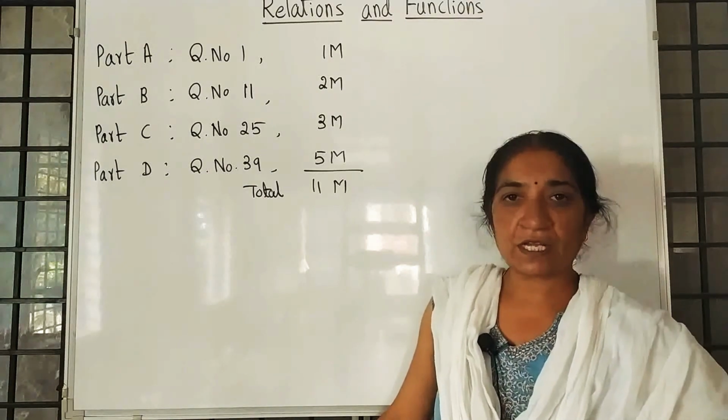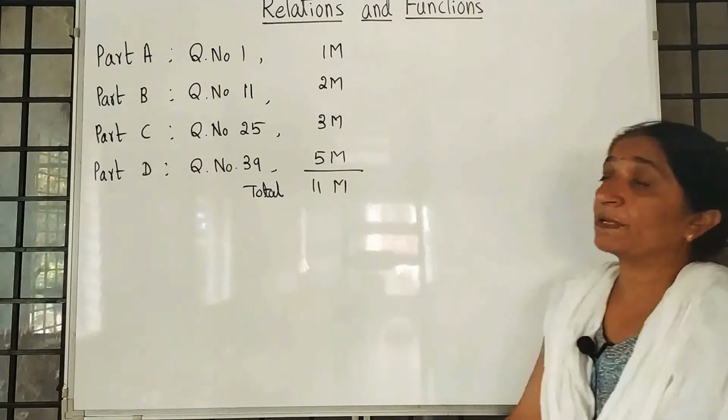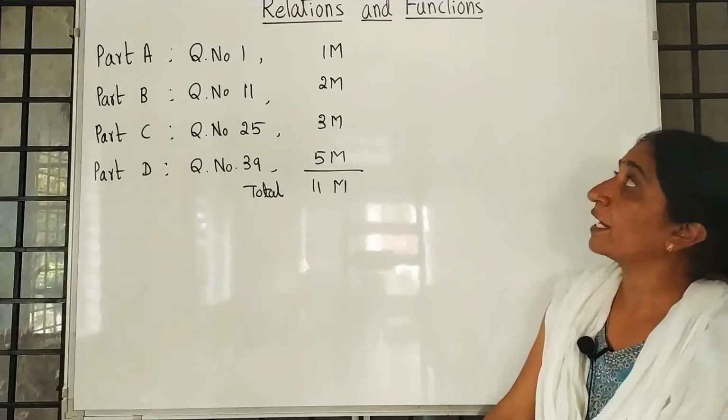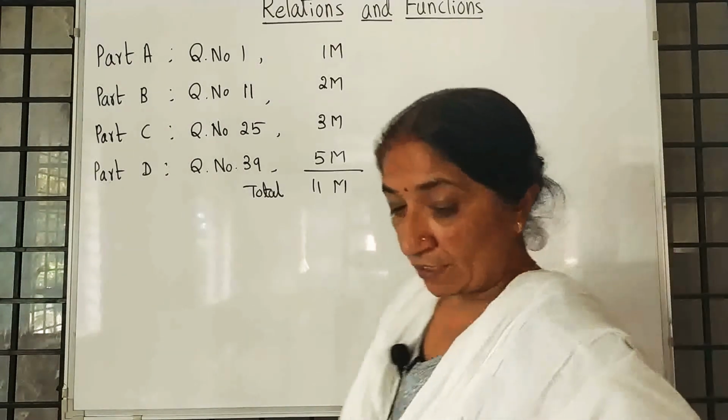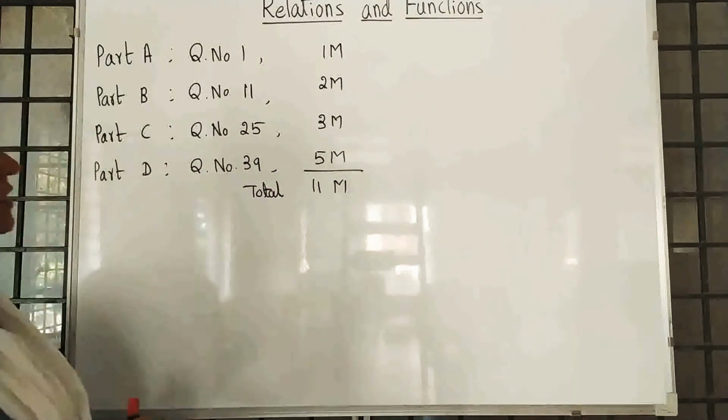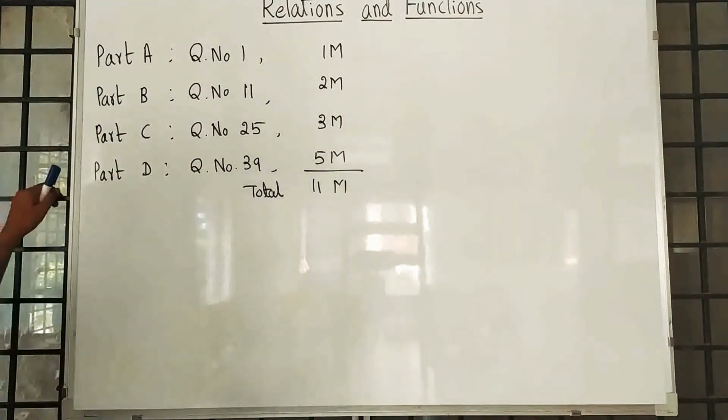So in today's class, I will give the weightage and expected questions from the chapter Relations and Functions. First we will see about the weightage of the marks. In Relations and Functions, the total weightage is 11 marks.